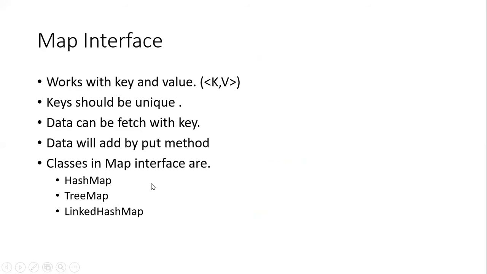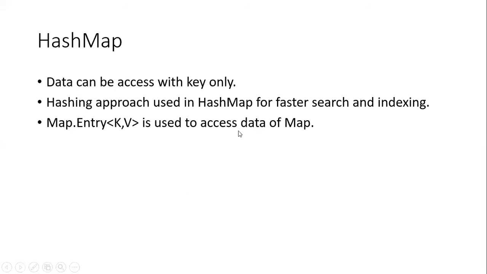What are the classes in the map interface? HashMap, TreeMap, LinkedHashMap. Now what is HashMap? Data can be accessed with a key. We can access our data with the key, like I told you earlier. So we only have this key to access the data.